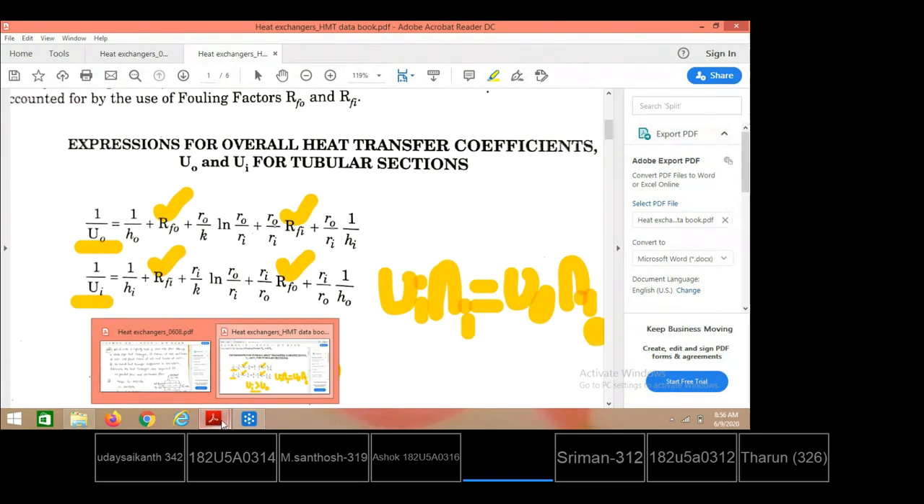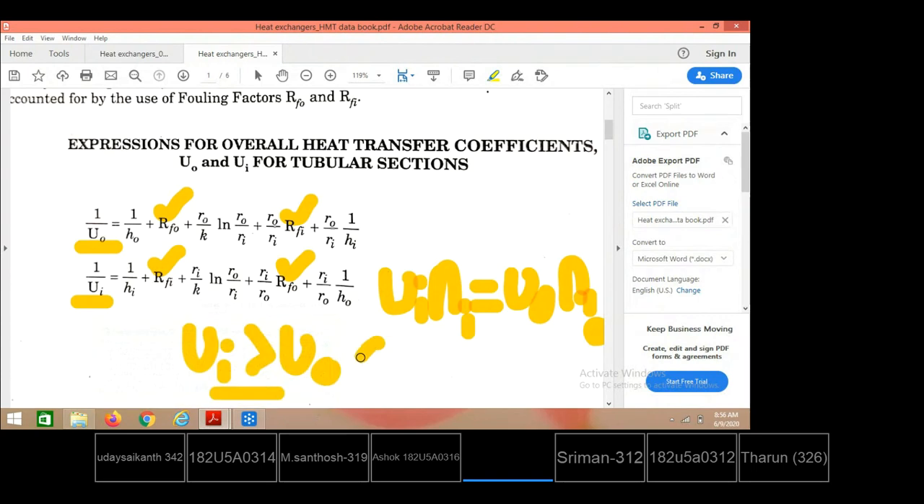Knowing the delta Tm value, the overall heat transfer coefficient, and the amount of heat to be transferred in a heat exchanger from the hot fluid side to the cold fluid side, Q equals UA into delta Tm.